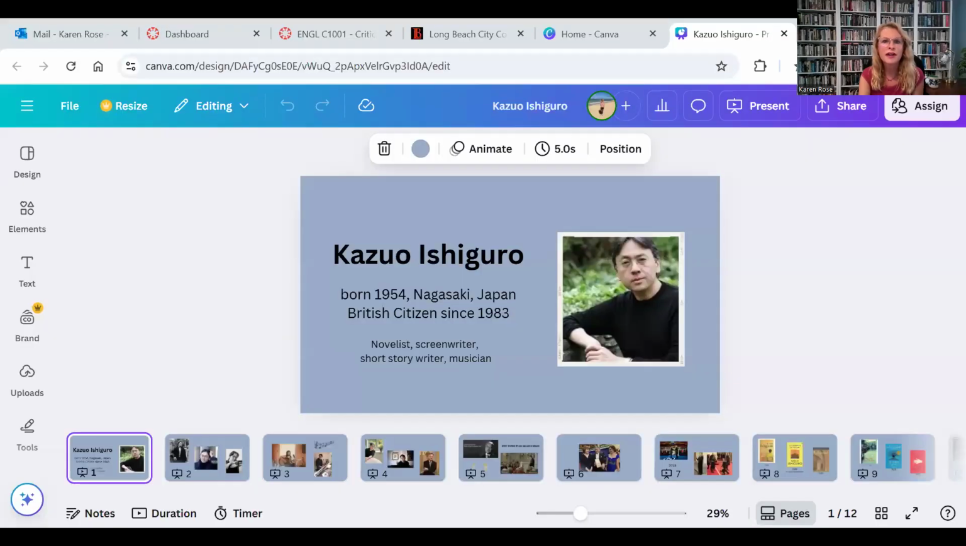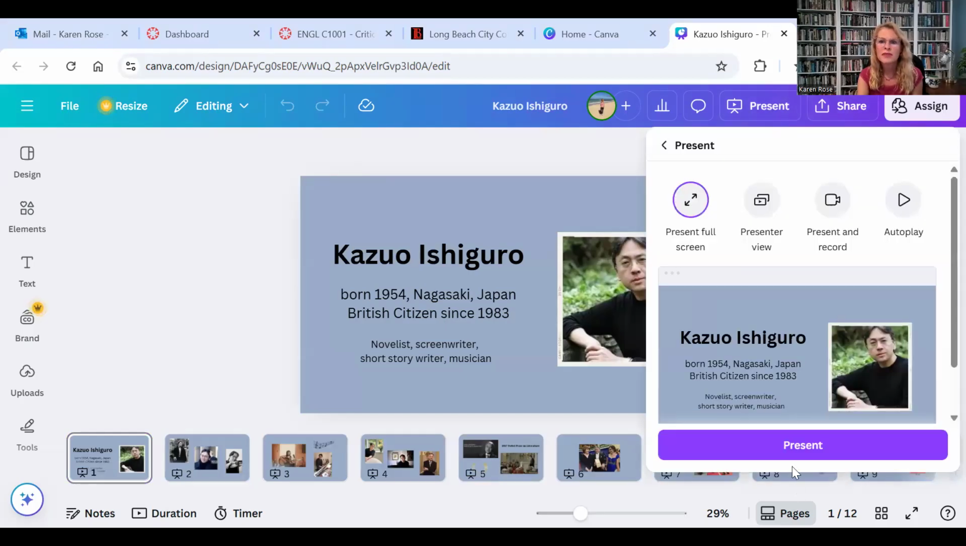So I'm going to say a little bit now about the writer, Kazuo Ishiguro. I'm going to go ahead and share my screen so that I can pull up some pictures and things for you to look at while I'm talking. Okay, so let me move over here. There we go. Kazuo Ishiguro. Let me present mode. Okay, so there he is.